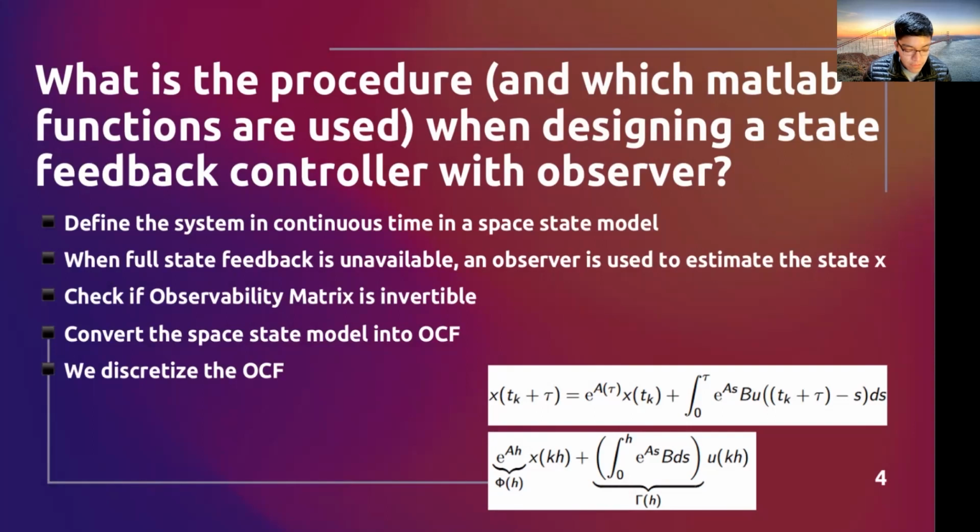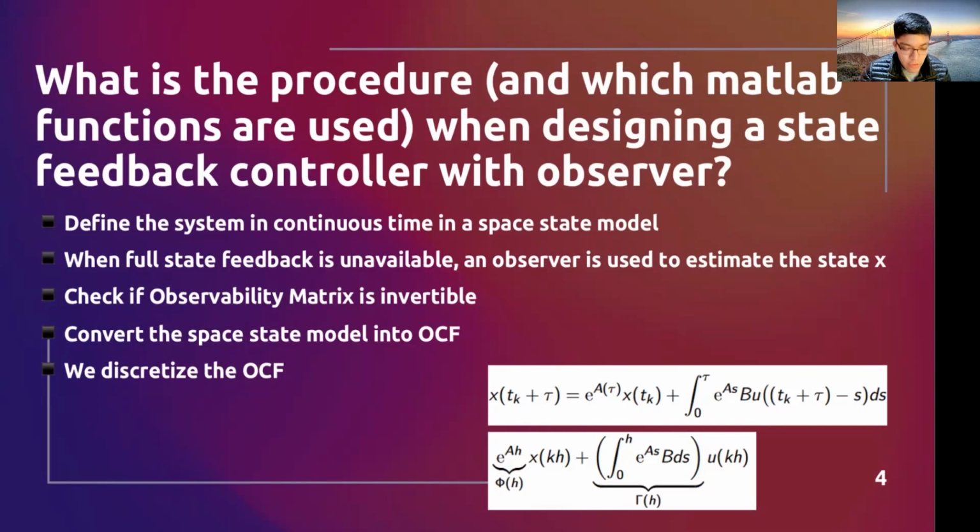Then, when full state feedback is unavailable, an observer is used to estimate the state x. And we can check this observability through the observability matrix: if it's invertible, it's observable. If not, it's not. Then convert the state space model into observer canonical form, which will help us continue designing the controller in this form.